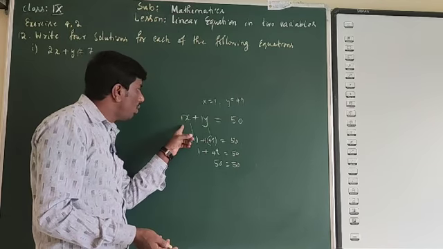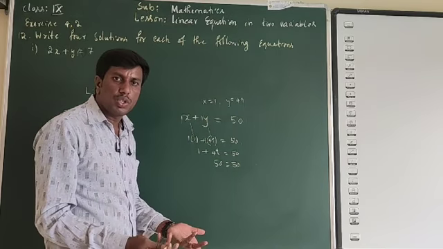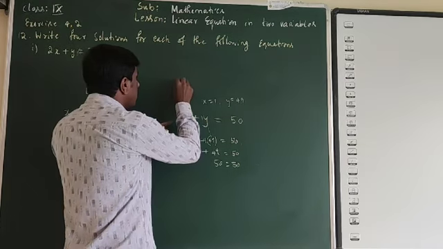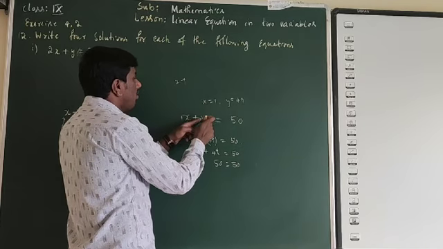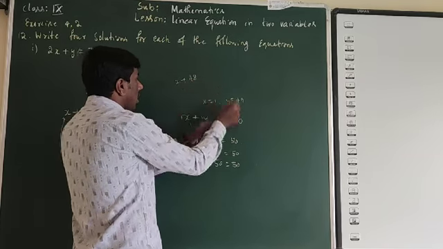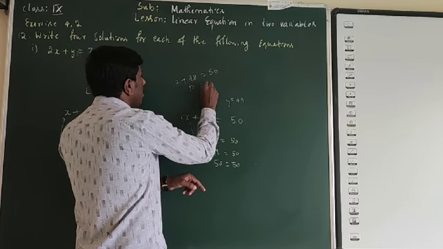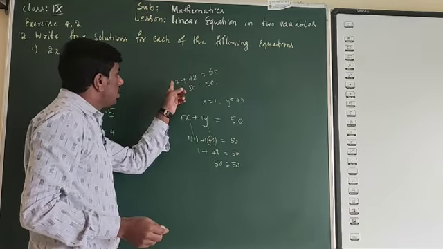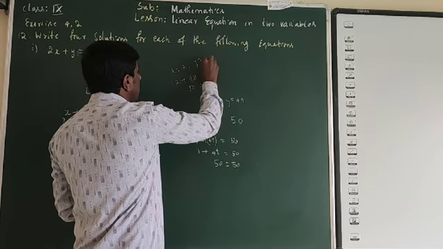Similarly, x is equal to 2, y is equal to 48. That is also one more solution because if I place x is equal to 2, 2 into 1 is 2 only, y is equal to 48, 48 into 1 is 48 only. On the RHS we have 50, so 48 plus 2 will become 50, here also 50. Observe that for x is equal to 2, y is equal to 48.